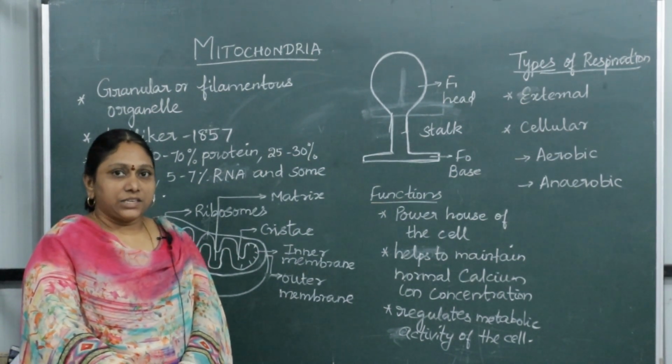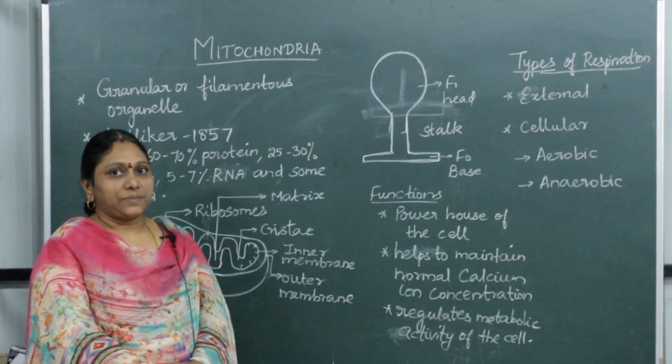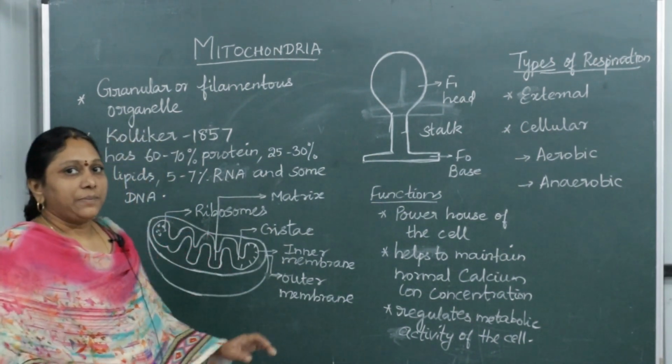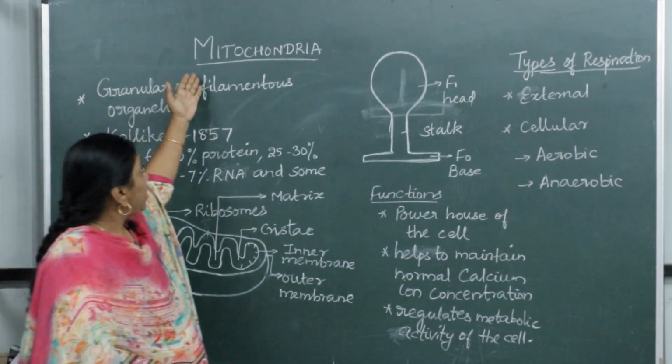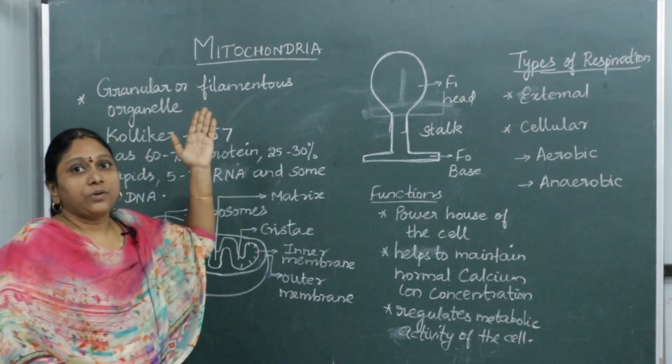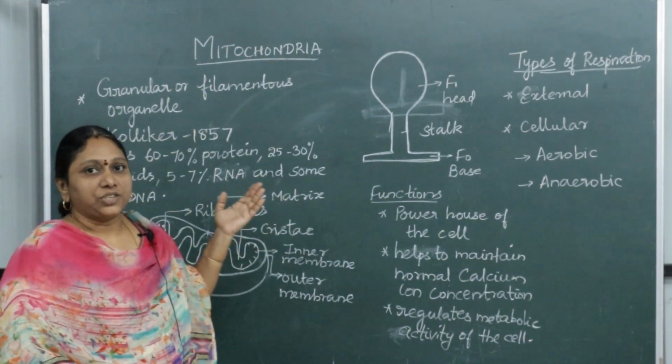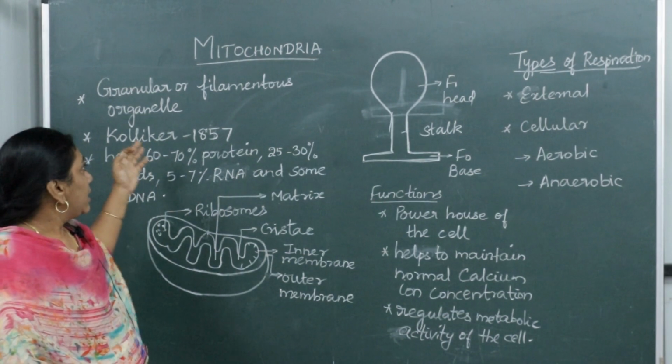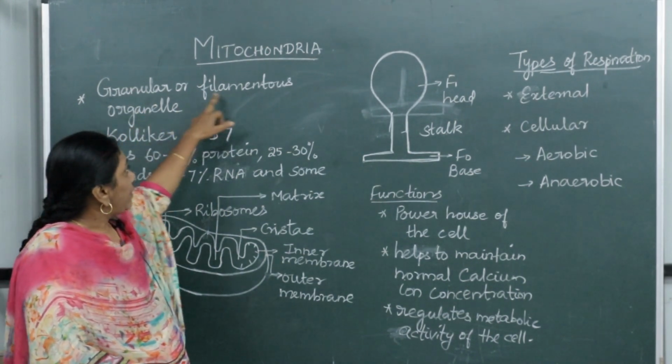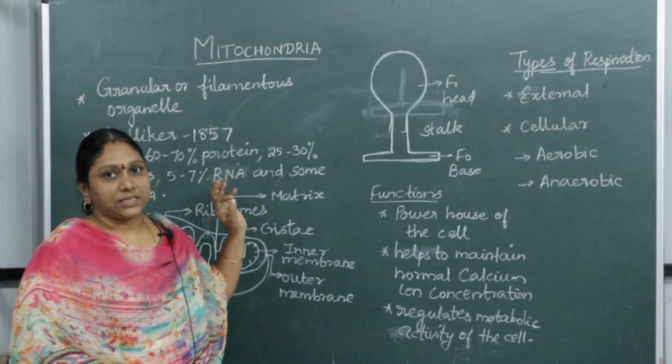Now as a part of continuation of the lesson plant physiology and plant anatomy, we have come to the second part of the plant physiology, that is mitochondria. Today we will study about mitochondria and respiration. So what is mitochondria? They are nothing but granular or filamentous organelles found in the cytoplasm of a cell.